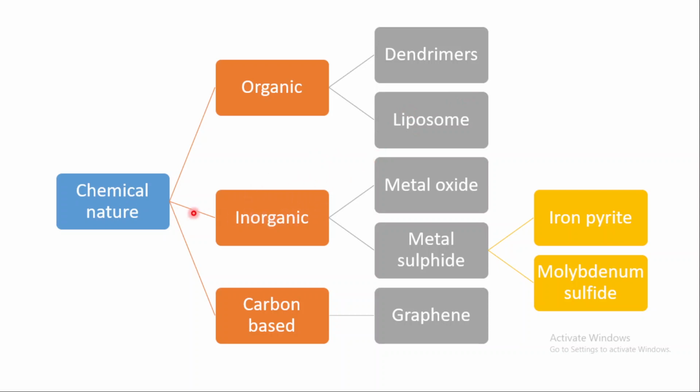Inorganic based nanoparticles consist of many other branches, but I was just listing two of them which are relevant to us: metal based, metal oxides based, metal sulfides based. And the iron pyrite here means iron sulfide, whose formula is FeS2. Iron pyrite is a metal sulfide based inorganic nanomaterial. And molybdenum sulfide is also a metal sulfide based inorganic nanomaterial.